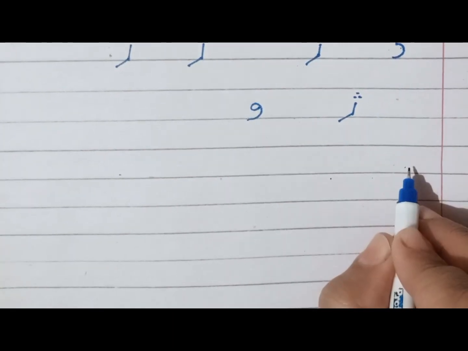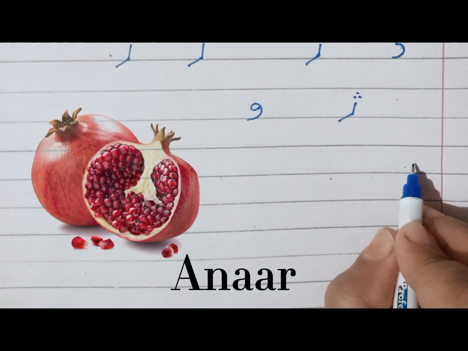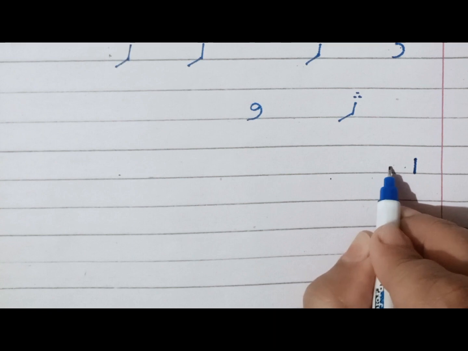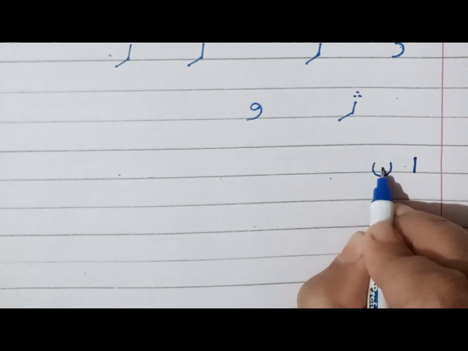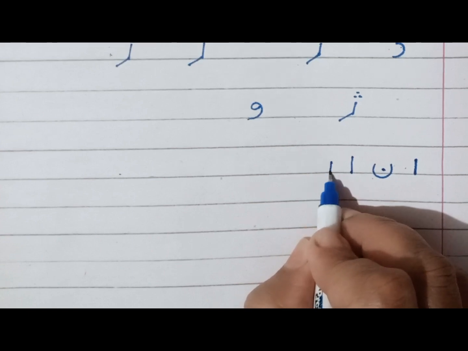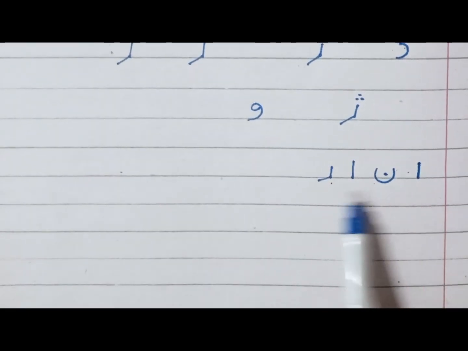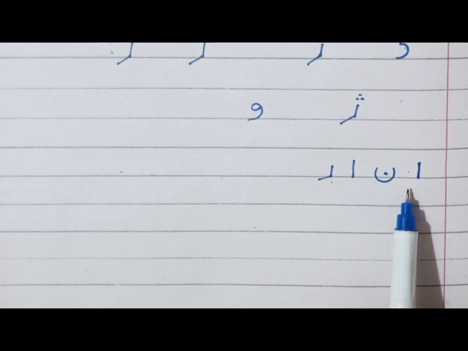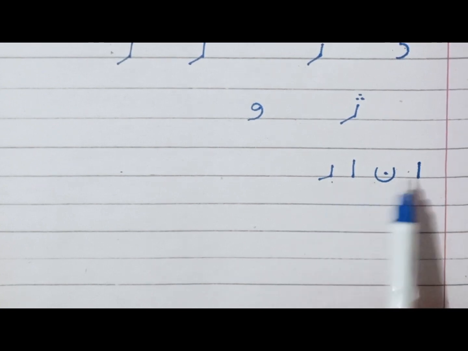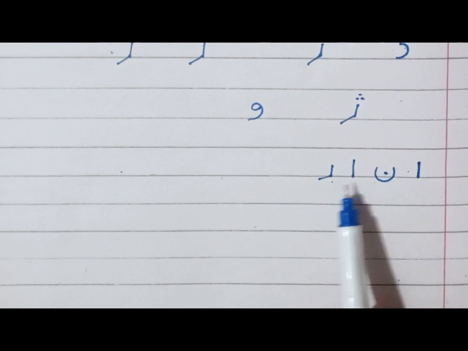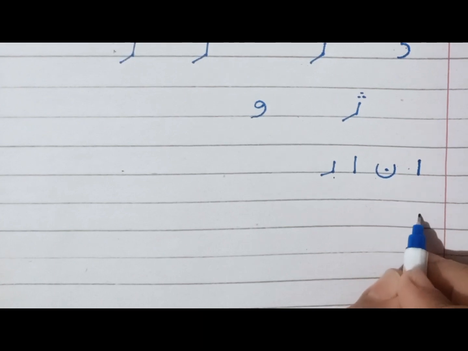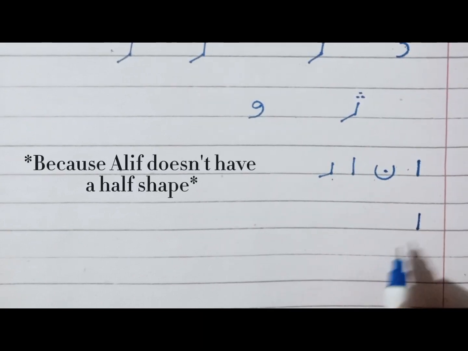A word in the Urdu language is anar. When we write anar, there are 4 letters: alif, a, noon, na, alif, a, re, ra. There are 4 letters in this word. Now we have to join these letters together, and for joining letters together, we use half shapes. The first letter is alif, so we will write alif in full form.